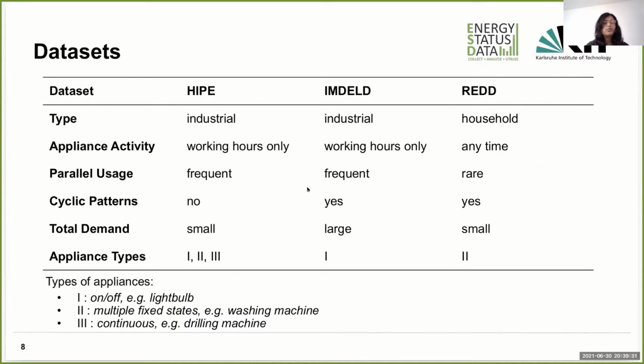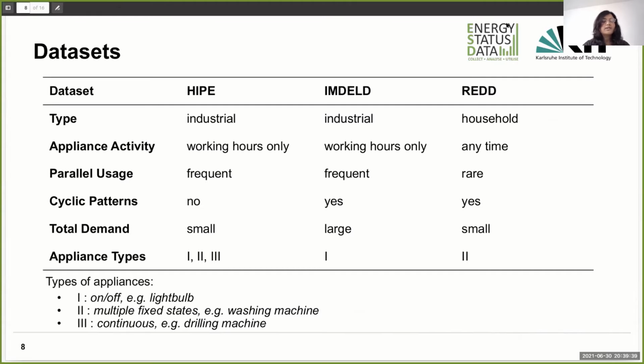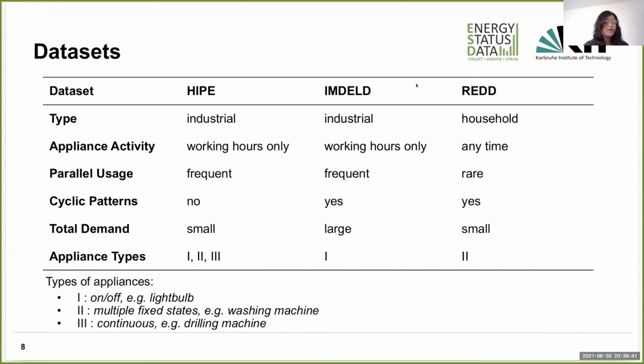In our paper, we used 3 data sets, 2 industrial data sets and 1 household data set. We introduced the HIPE data set in our paper, REDD as a benchmark data set, which is commonly available as a household data set, and IMDELD is a data set from a food processing factory, which is basically an industrial data set.